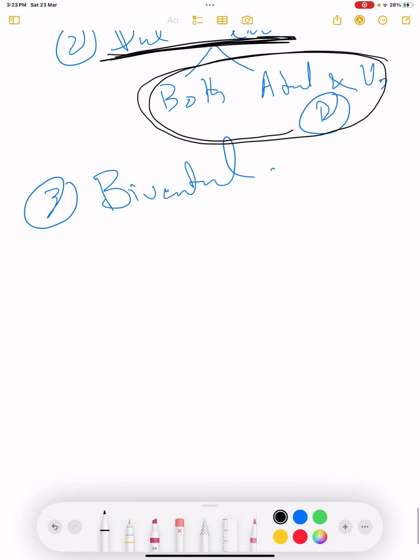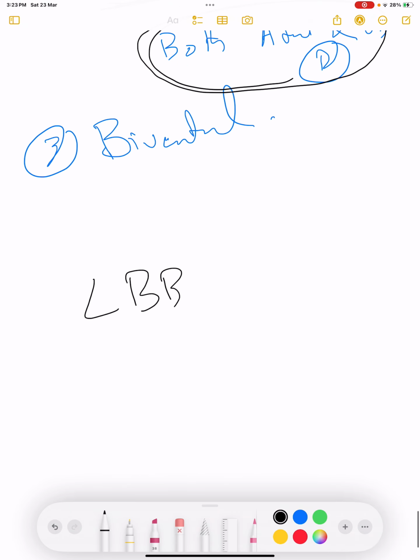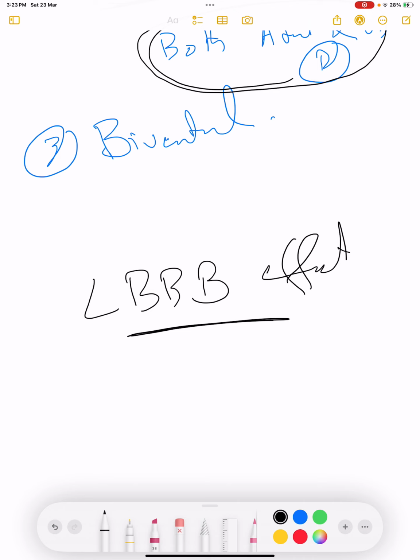So this will make an LBBB type of effect, because the pacemaker is on the right side, and the right side of the heart will be depolarized earlier and then the left side of the heart. Exactly the same was happening in left bundle branch block, where the right side of the heart was depolarized earlier and the left side of the heart was depolarized later on.